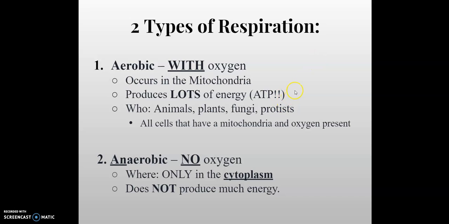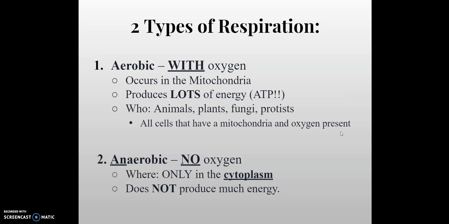I would write that down in your notes packet. 32 to 38 ATP for aerobic respiration. So it produces a lot. It happens in animals, plants, fungi, and protists. Basically, anything that has a mitochondria and oxygen present is going to happen in the mitochondria, and it's going to be aerobic with oxygen.